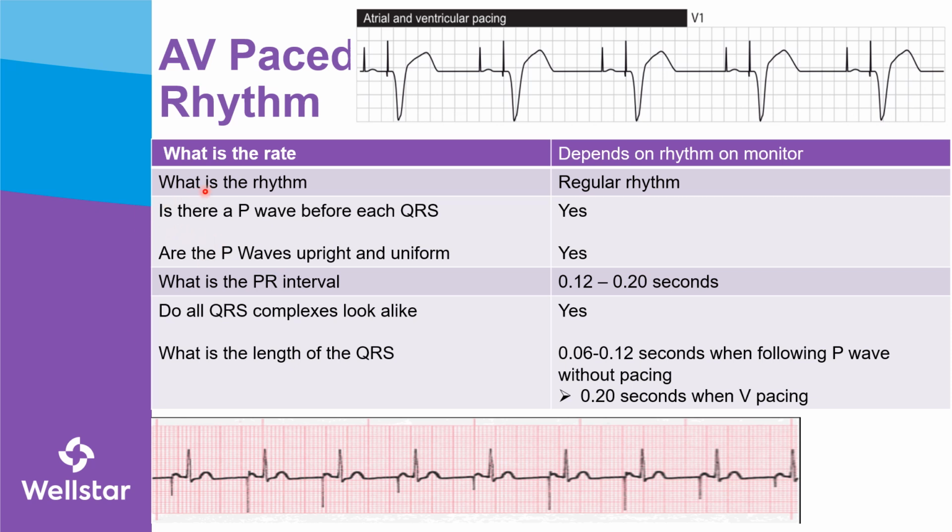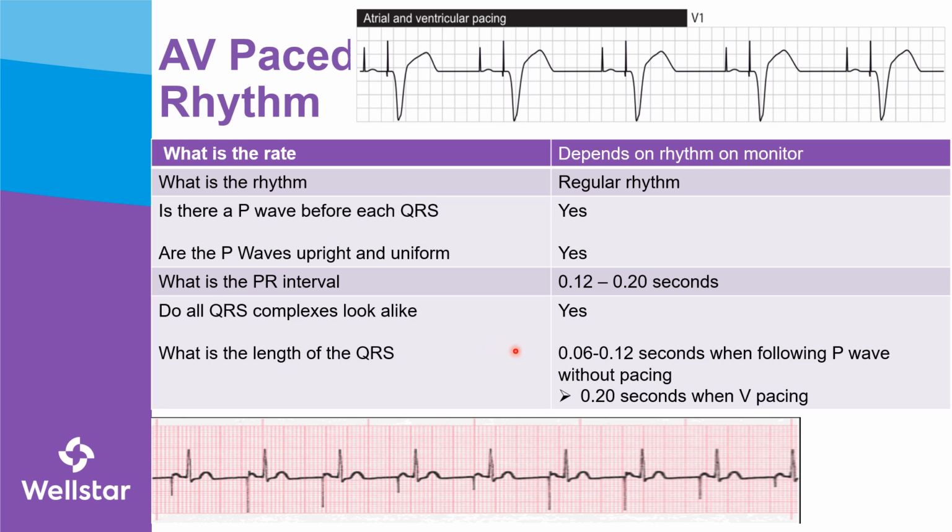AV paced rhythm. So we have the situation where you have a pacer spike before your P wave and a pacer spike before your QRS complex. What is the rate? Well, that depends on the monitor. What is the rhythm? It's a regular rhythm because it's being paced. Are there P waves before each QRS? Yes. Are the P waves upright and uniform? Yes. PR interval is normal, between 0.12 and 0.2 seconds.